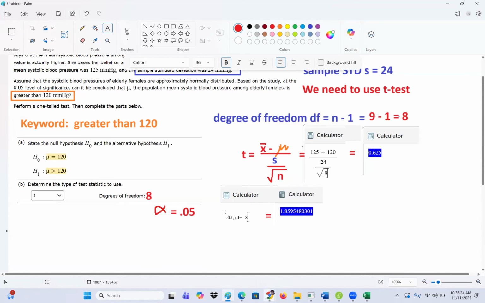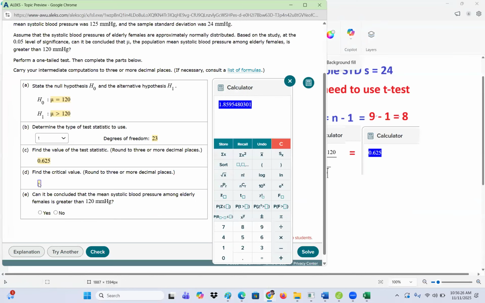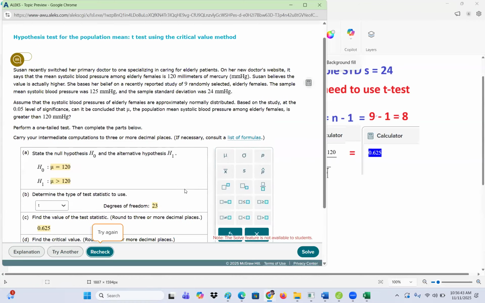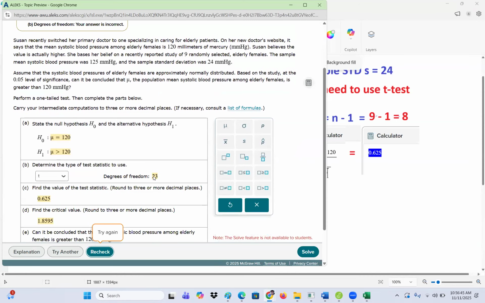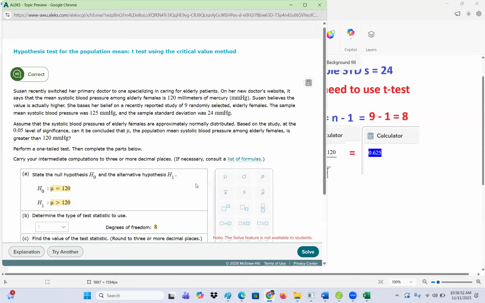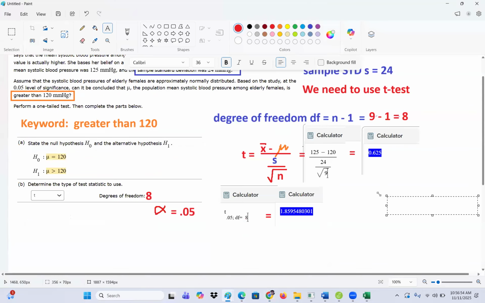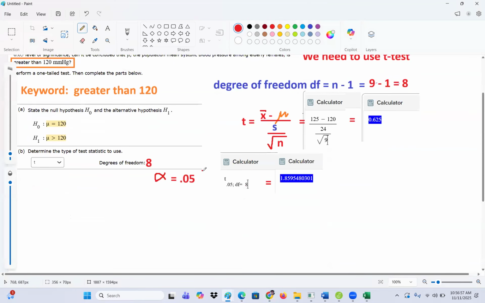$1.8595, something like that. All right. So, what can we say? Because this one the t statistic was too small, so you cannot say anything. Just say no. Oh yeah, I forgot to change that to 8 degrees of freedom. Okay, it should be good. So this is what we call the critical values.